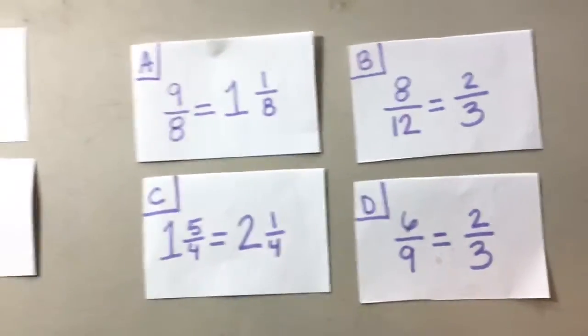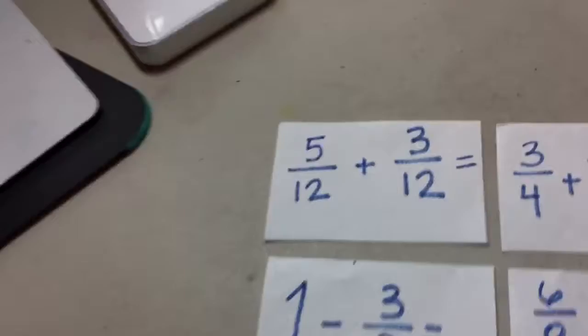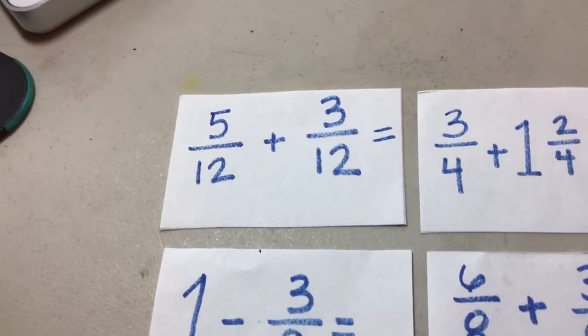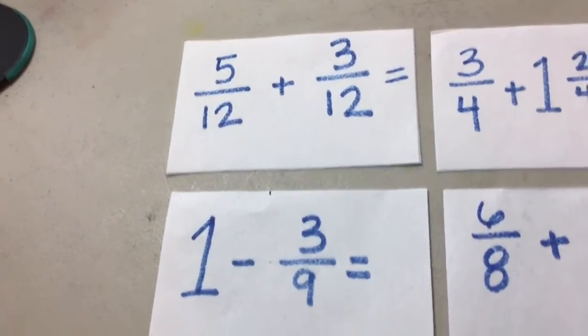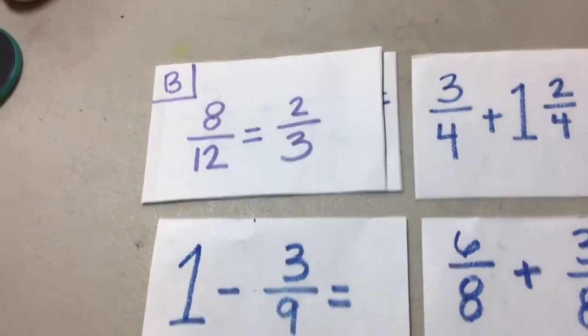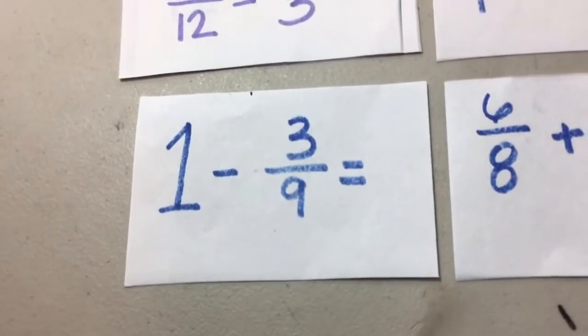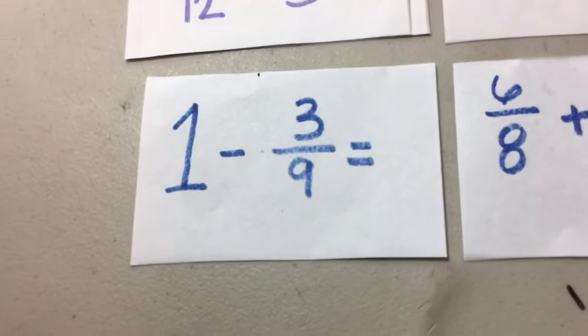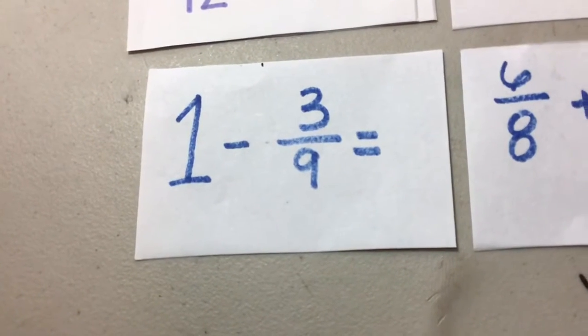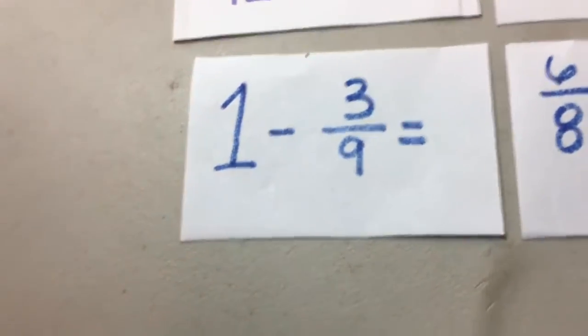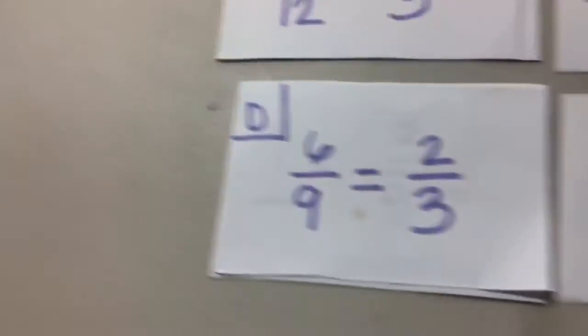All right, let's see how you did. When I take 5/12 plus 3/12, that actually gives me 8/12, and 8/12 reduces to B, 2/3. When I have 1 minus 3/9, technically that 1, if I were to put that into a fraction, would be 9/9. So 9/9 minus 3/9 is 6/9, which reduces to 2/3.